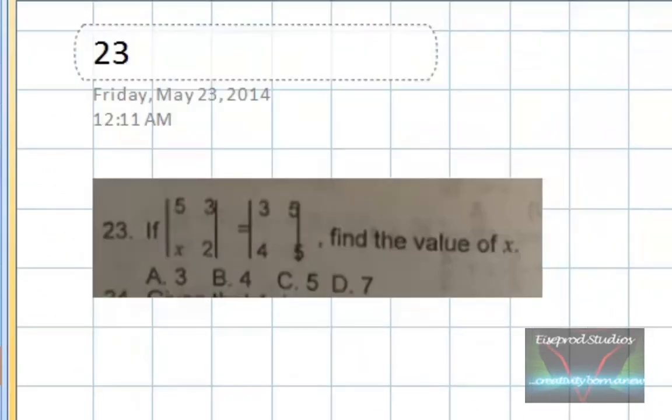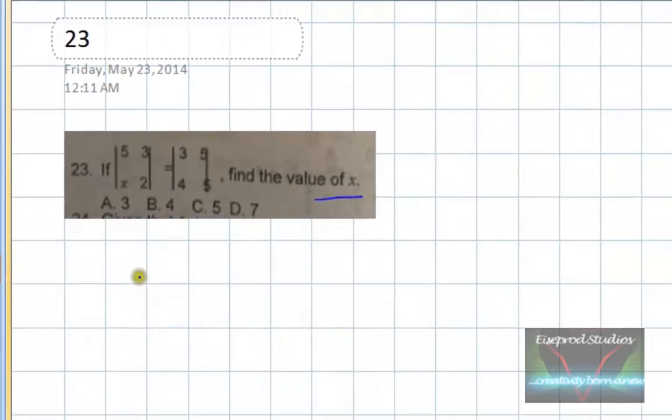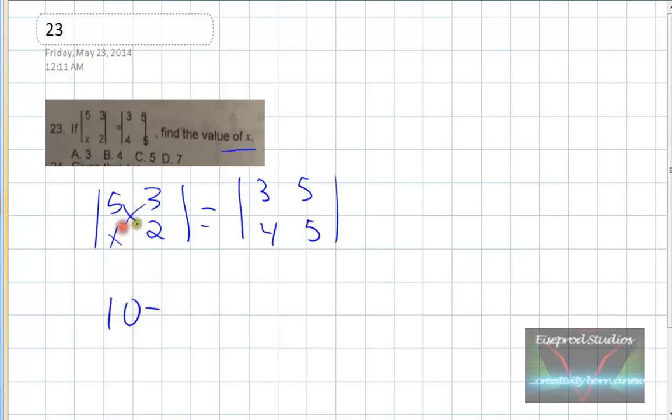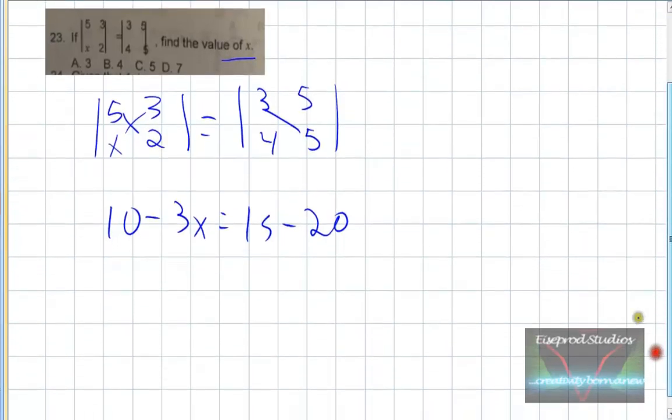So question 3 gives us the matrices and sets them equal to each other, and they want us to find the value of x. So it's not going to be too hard. I'm going to rewrite it for clarity over here. It's equal to 3, 4, 5, and 5. And so what we're going to do is multiply first downwards and diagonal, so this is 10, and then we're going to subtract the other one, 3x. Do it again over here, and this is 20. And now we're just going to solve for x.